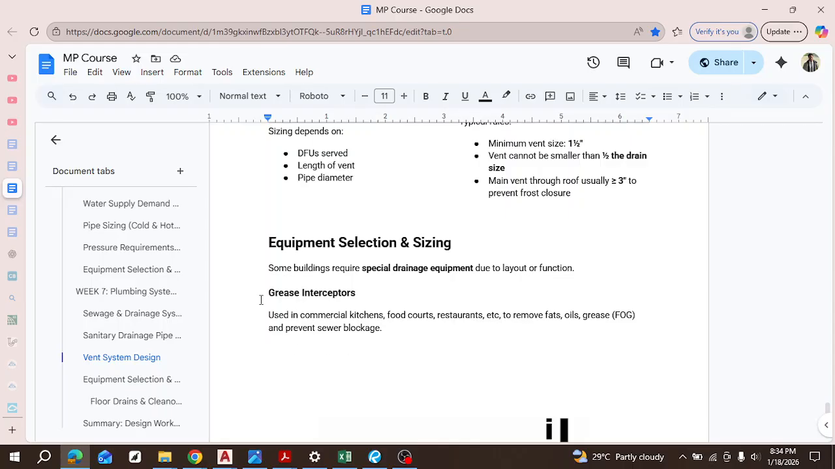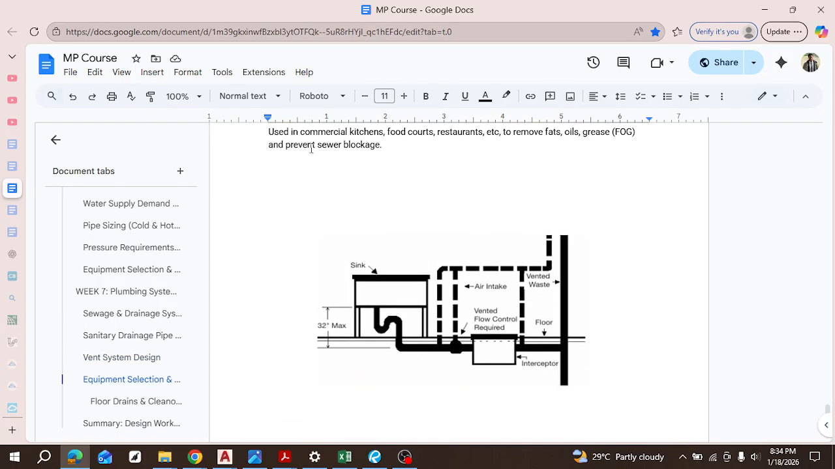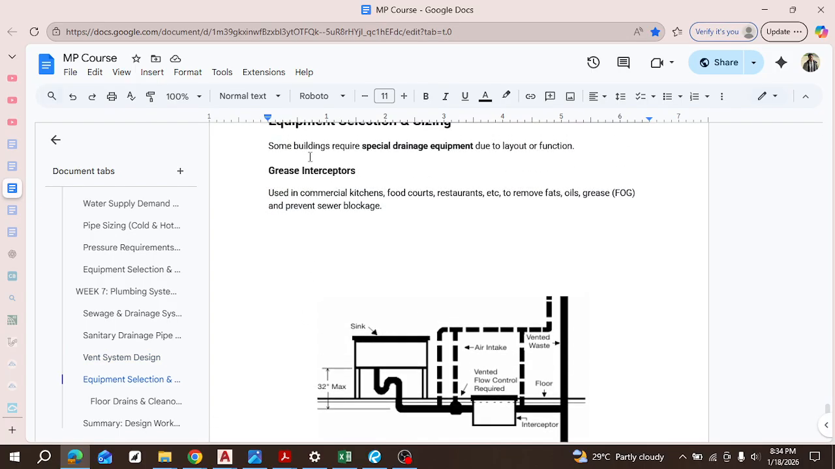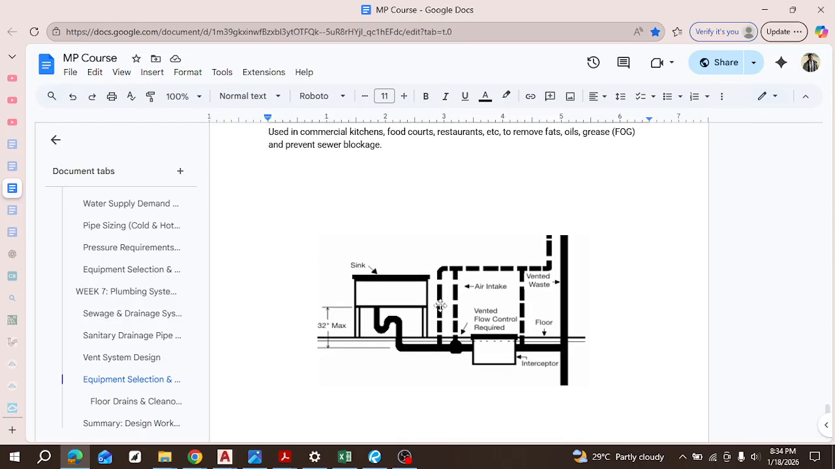Grease is usually generated from cooking, right? It can also be generated from maybe engine rooms or stuff like that. Basically, anything that has to do with oil. You know that oil congeals when the temperature is cold, right? So if it accumulates in one place and then congeals, it's going to cause blockage, right? So the purpose of this grease interceptor is to trap or intercept it and prevent it from continuing its flow. So let's look at an example, right?